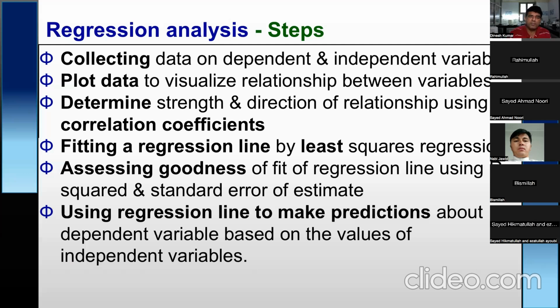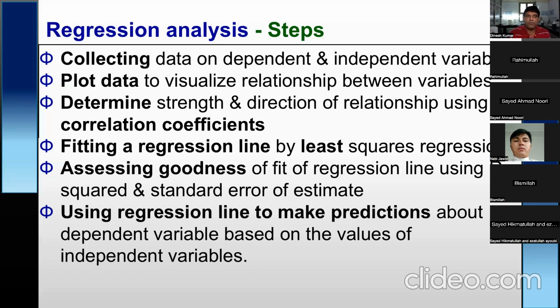So it will give us some idea of the nature of the relationship, and then we determine the strength and direction of the relationship using the correlation coefficient. So first we'll see whether it is positive correlation or negative correlation and how closely these two variables are related. That can be found just by the correlation coefficient.